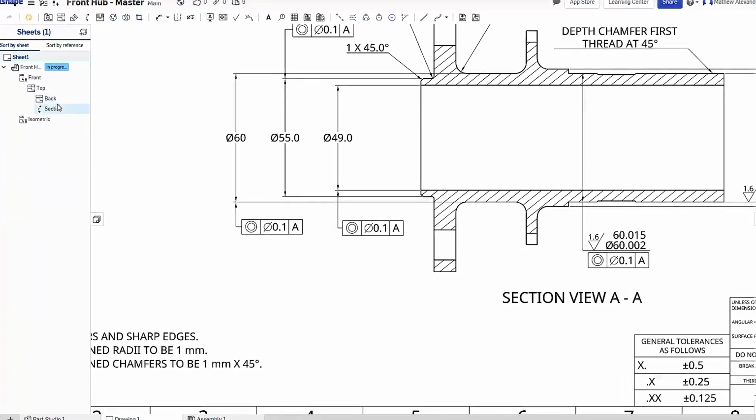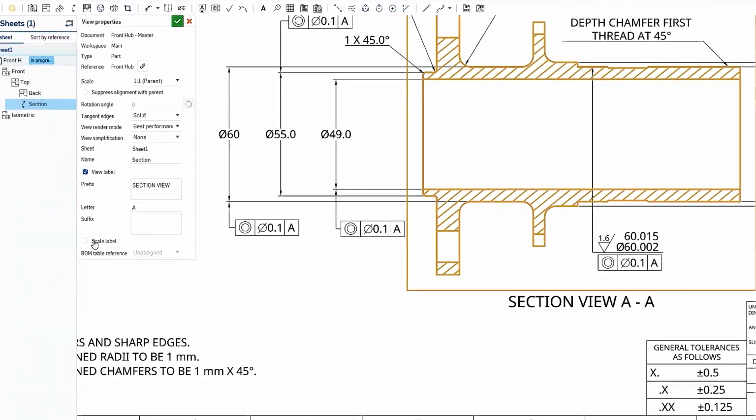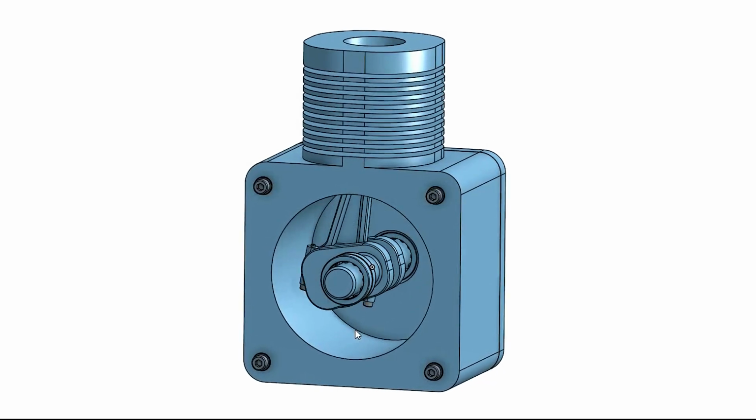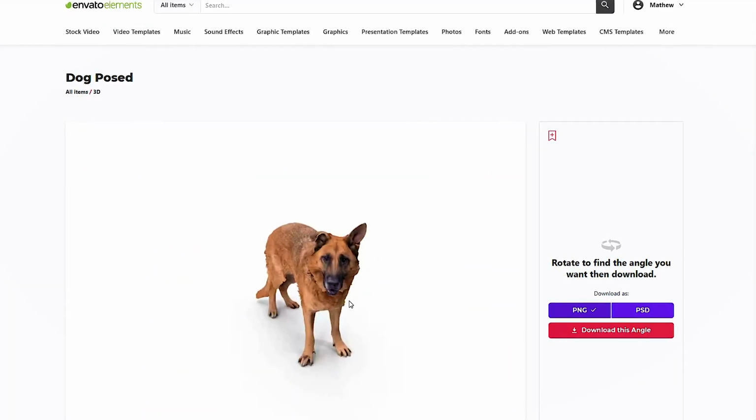Onshape allows you to build 3D parametric models, drawings, assemblies, usually for engineering purposes. Though there is an interesting opportunity that I want to explore, which is selling 3D assets on stock websites like Envato. I use these all the time for things like YouTube thumbnails.